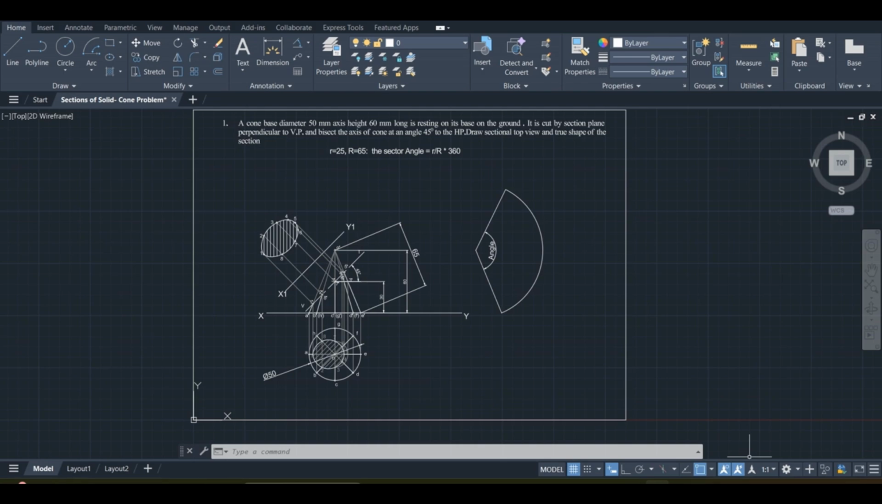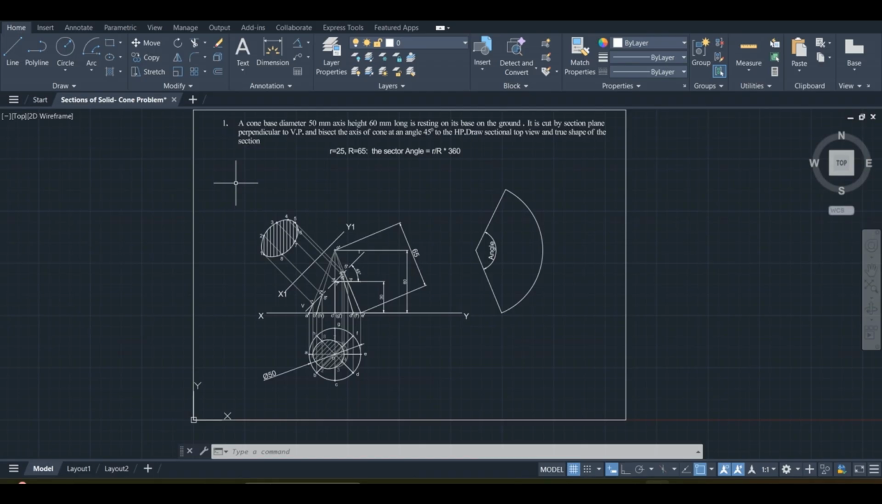Hello everyone, welcome back. In this video, we will begin an important topic in engineering drawing, the surface development. To understand the construction of the surface development, in this video, I took an example of this cone. Actually, we are going to see the development of the lateral surface of this cone.